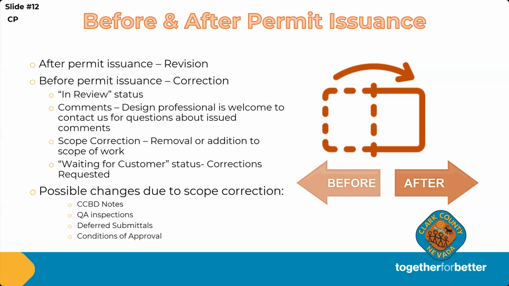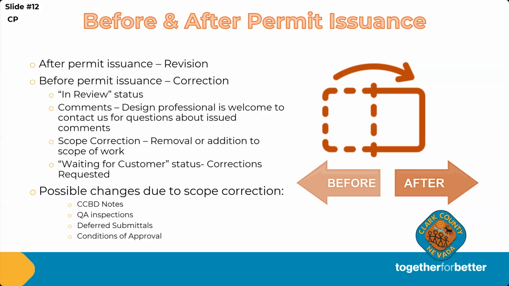Possible changes due to scope revision. Some of the things that I like to see on the plans is, for instance, a steel tenant improvement. Maybe I have a note there for approved fabricator, but then you change something in your design where you're no longer going to use steel. You're going to do everything in concrete, but I still have that note on the plan. So that's one of the things that you may see, and it's no longer applicable after you make a correction to the scope. So you may want to contact the plan reviewer to remove that note.